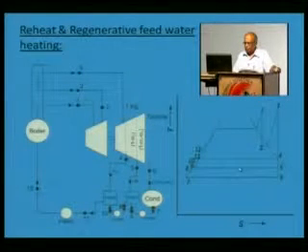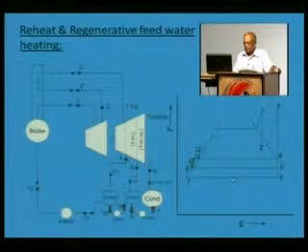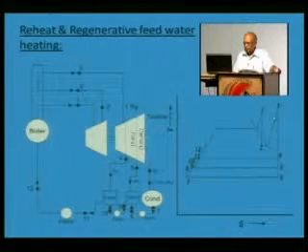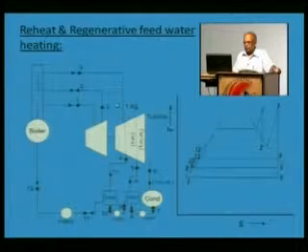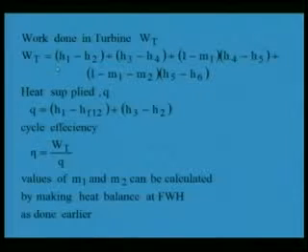The steam is bled in several stages here, the first stage, second stage and the last stage, and that is the condenser pressure. That shows that the cycle would be producing more power because of the reheat that has been provided here. The analysis of the cycle is done in the same way. We can find out the work done in the turbine, the heat supplied, and the cycle efficiency. The values of M1 and M2 can be computed in the same way, and the performance can be found out.